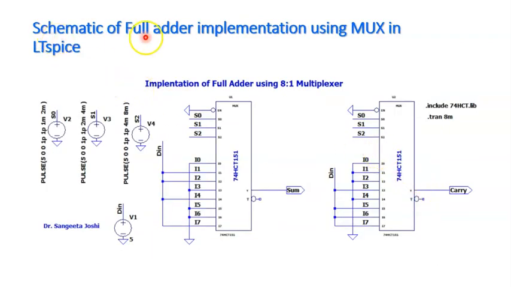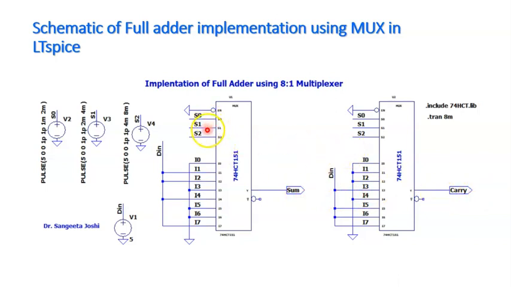I have shown the schematic of the full adder implementation using MUX in LT Spice. This is the 74151 IC I have used, an 8 by 1 MUX. There are two ICs we are using because we are supposed to have the minterms for the output for the sum as well as for the carry. So two separate ICs we are using.